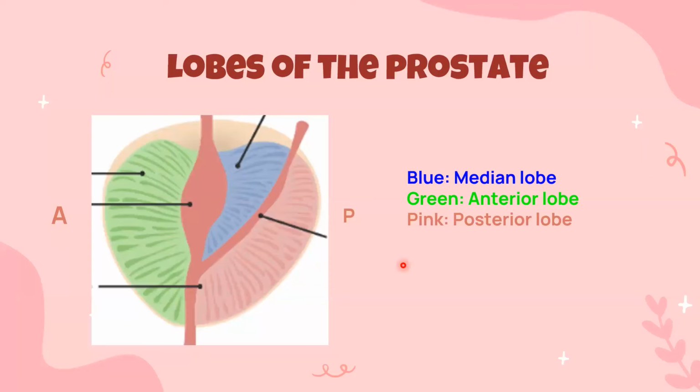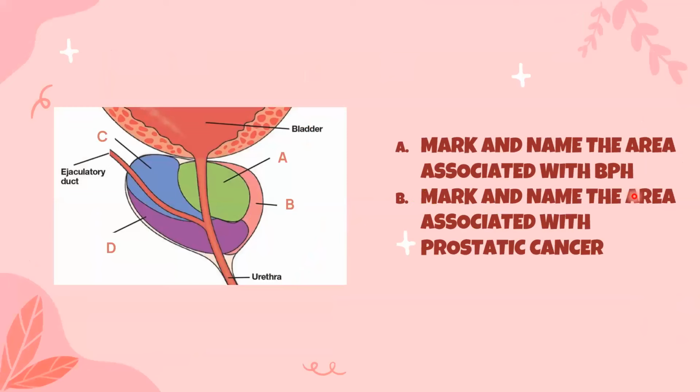So Naseel talked to you guys about the lobes. As for the zones of the prostate, instead of just three, we actually have four distinct zones. I want you to mark and name the area associated with BPH, and then mark and name the area associated with prostatic cancer. First of all, what is BPH? Because they might just write it this way.